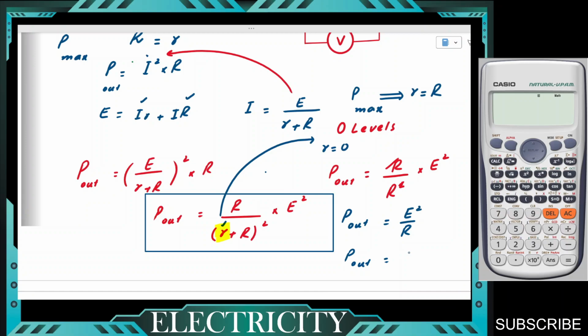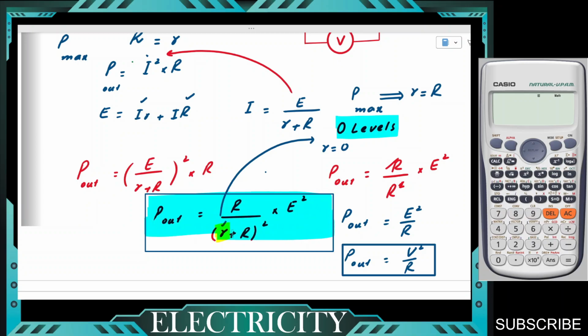After that, in O levels we say EMF simply equals the terminal voltage. So whatever the EMF is, you're going to get the same voltage, so P equals V squared over R. And this is what we study in O levels. This is just a simplified form of the actual formula. The expression P equals V squared over R is a simplified expression for this actual formula, which incorporates the internal resistance as well. But if you assume the internal resistance to be 0, this is what you will get on the right side.